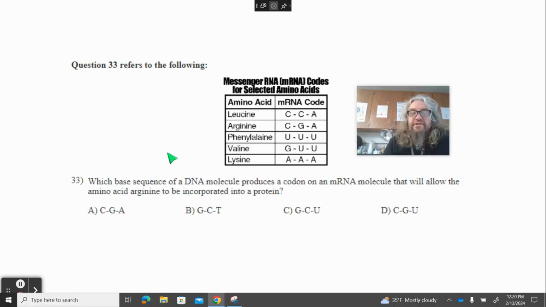Question 33 refers to the following. Messenger RNA codes for selected amino acids. We've got some here. Which base sequence of DNA molecule produces a codon on an mRNA molecule that will allow the amino acid arginine to be incorporated into a protein? Is it A, CGA? Is it B, GCT? Is it C, GCU? Or is it D, CGU?